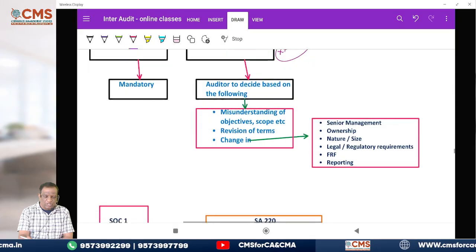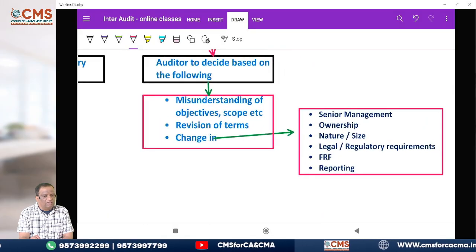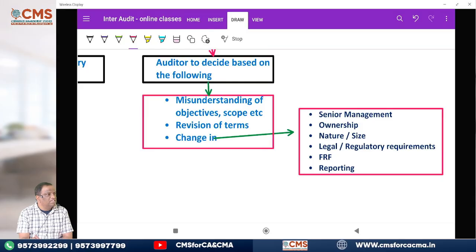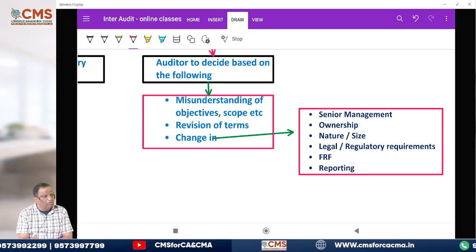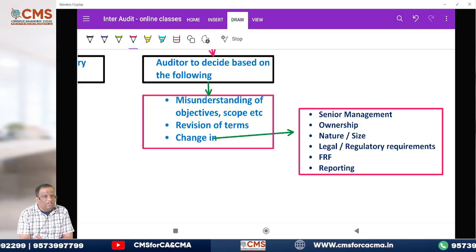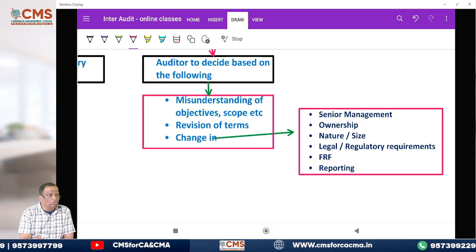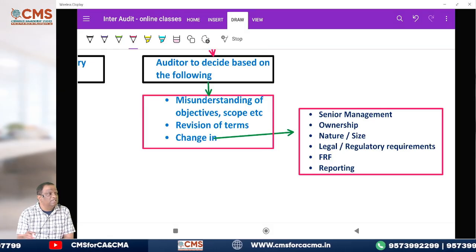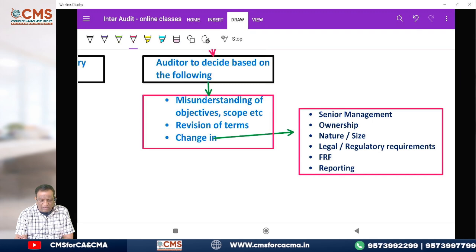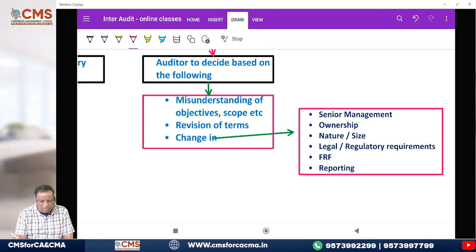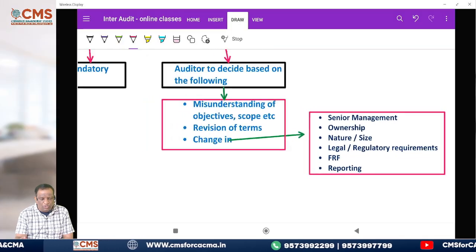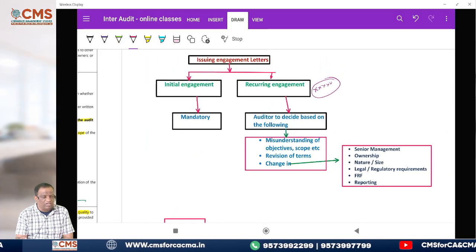What are the considerations? If he believes that there was a misunderstanding of the objectives or scope, then he will revise them, talk to the client and issue a new engagement letter. Or if there is a revision of terms, an increase in the scope or an increase in the audit fees and all that, he will do that. Or whenever there is a change in the senior management, ownership, nature or size, or legal or regulatory requirements, or FRF, that is the template of financials, or reporting, then again the auditor will issue a fresh engagement letter.